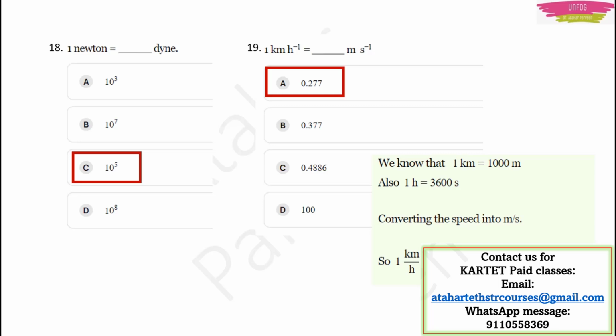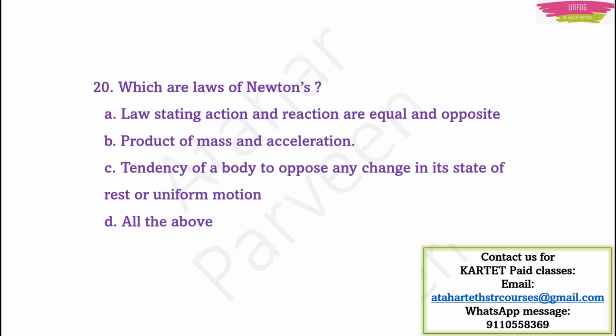Another question I am giving you as an assignment. This is question number 20. Which are laws of Newton's? Law stating action and reaction are equal and opposite. Product of mass and acceleration. Tendency of a body to oppose any change in its state of rest or uniform motion. Or all of the above. Which option is the right option for this question? You should let me know your answers in the comment section.